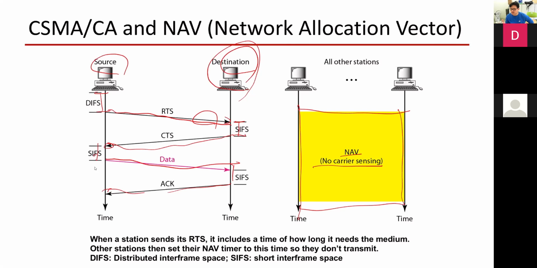Okay, they don't even sense the carrier because they know there will be communication for that period of time. When the station sends RTS, it includes a time for how long it needs the medium. The stations that receive the RTS know the communication is reserved for that long. Other stations set their NAV timer and they don't transmit and they don't even sense it.